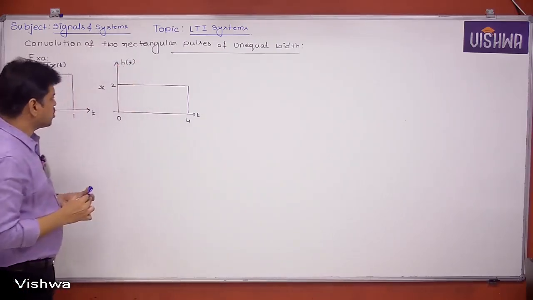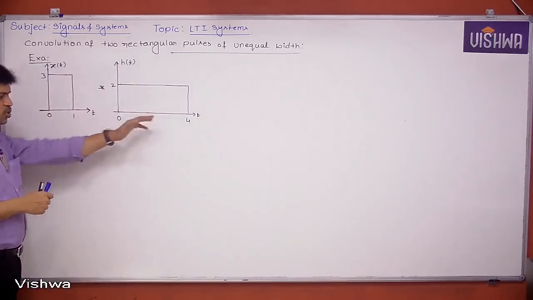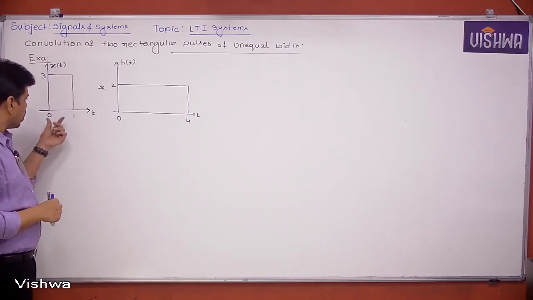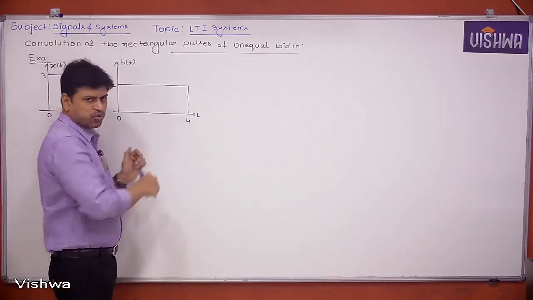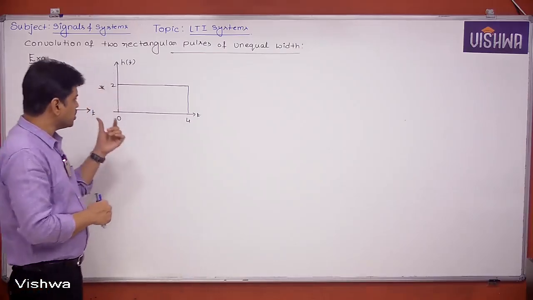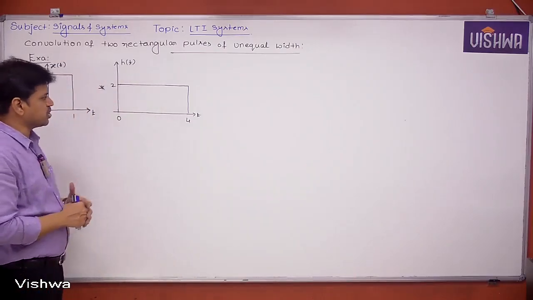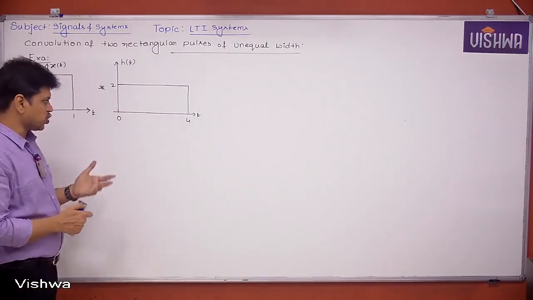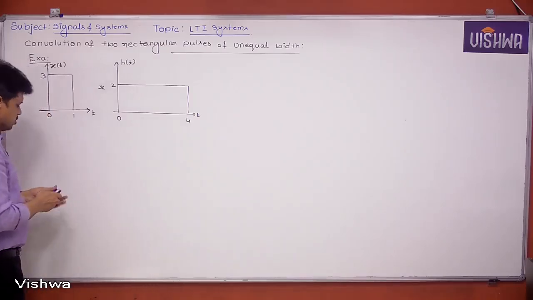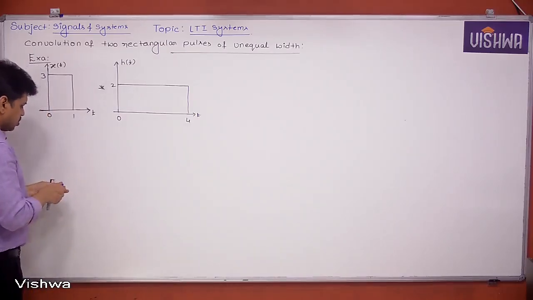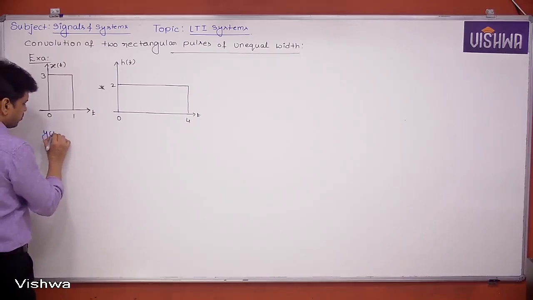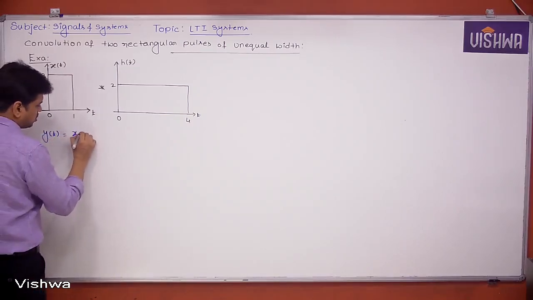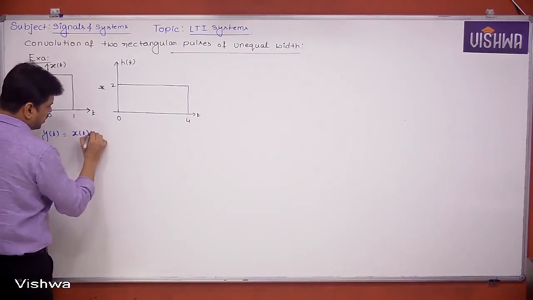Now, observe carefully. These are two rectangular pulses. What is the width of this rectangular pulse? 1. The width of the other rectangular pulse is 4 units. So I can say these are rectangular pulses with unequal width. If they get convolved, what is it going to be? Let's take the usual method. y of t is equal to x of t convolution with h of t.